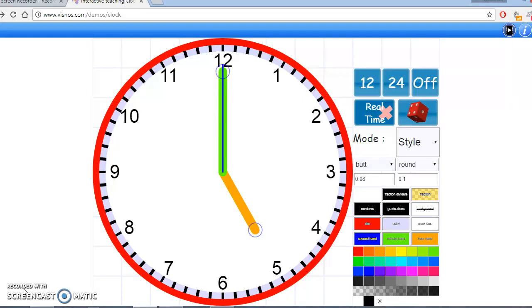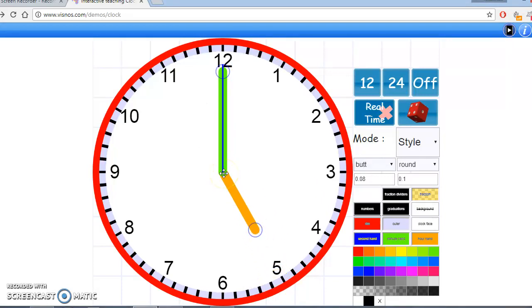So let's start by looking at the hands on my clock. I've got two hands. I've got my long hand, which is my minute hand, and a short hand, which is my hour hand. Now the minute hand tells me how many minutes past or to the hour it is. The hour hand tells me which hour.